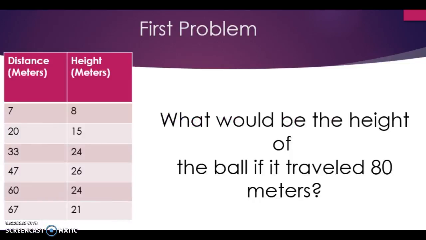This is our first problem. It's a very simple one. It reads as follows. What would the height of the ball be if it traveled 80 meters? As you can see in the table on the left, distance in meters is on the left side, and height in meters is on the right side. Now we enter these values into the calculator.